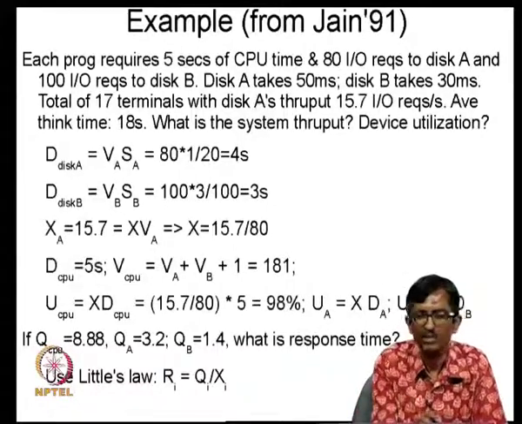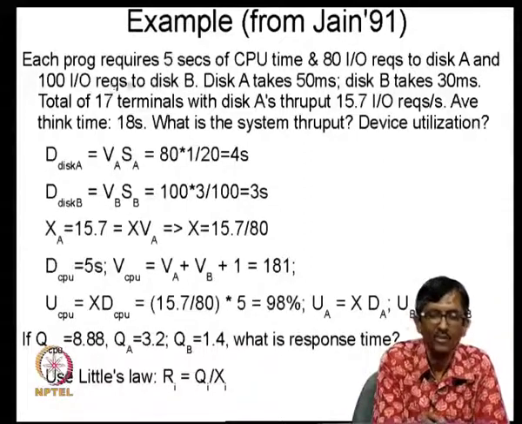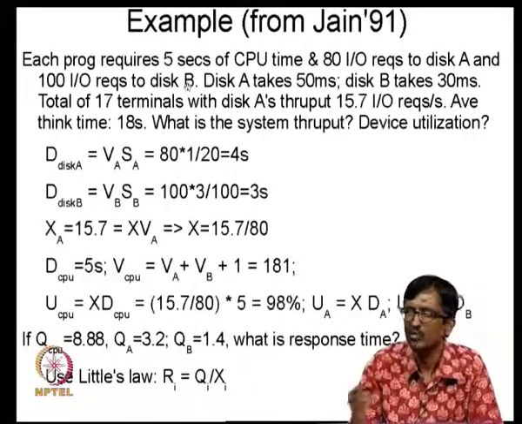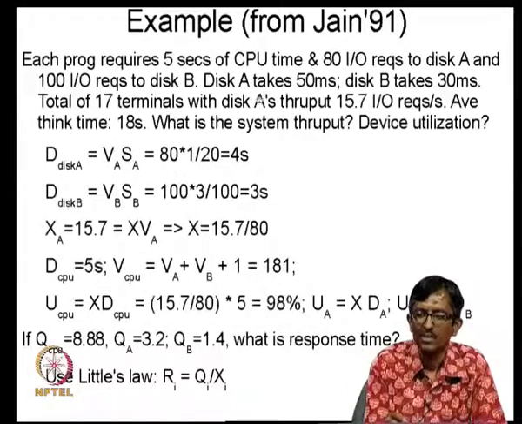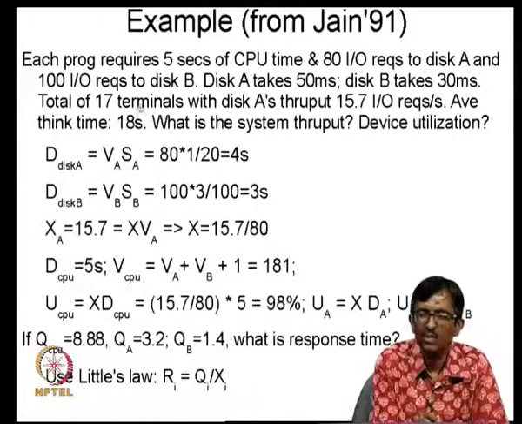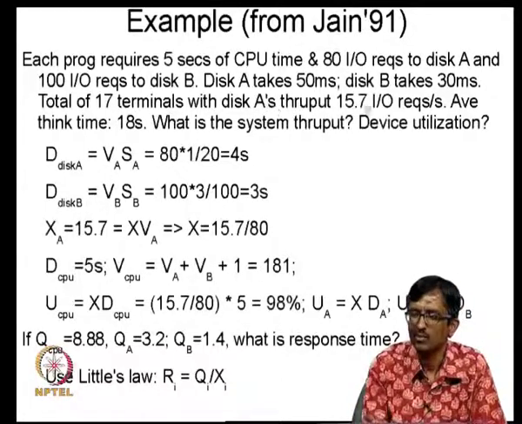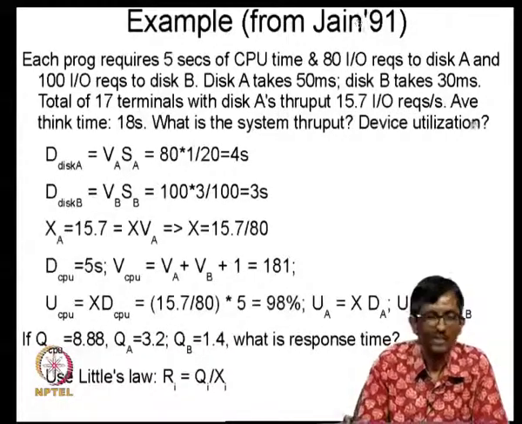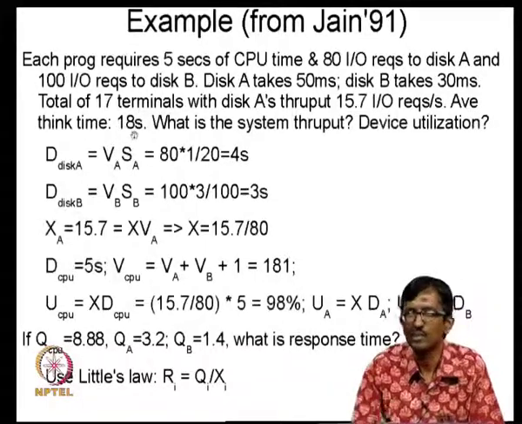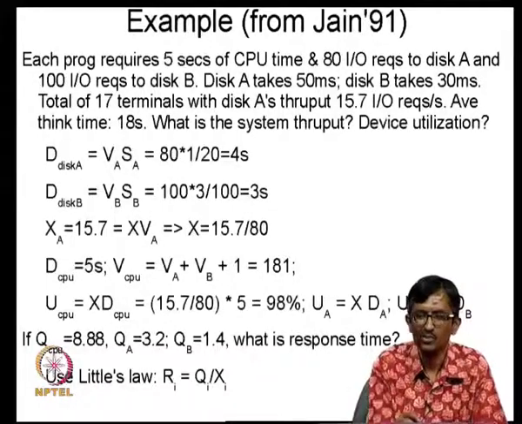Suppose there is a program which requires 5 seconds of CPU time, and for getting that program completely done it requires 80 I/O requests to disk A and 100 I/O requests to disk B. That is, it has to go to disk A so many times to get something done. Disk A takes 50 milliseconds, disk B takes 30 milliseconds. There are a lot of terminals, like your access terminals, and disk A's throughput is 15.7 I/O requests per second. I have taken this example from a book. And average think time is 18 seconds, because people sitting in front of a terminal typically take 18 seconds before they make a request. The question is, what is the system throughput?